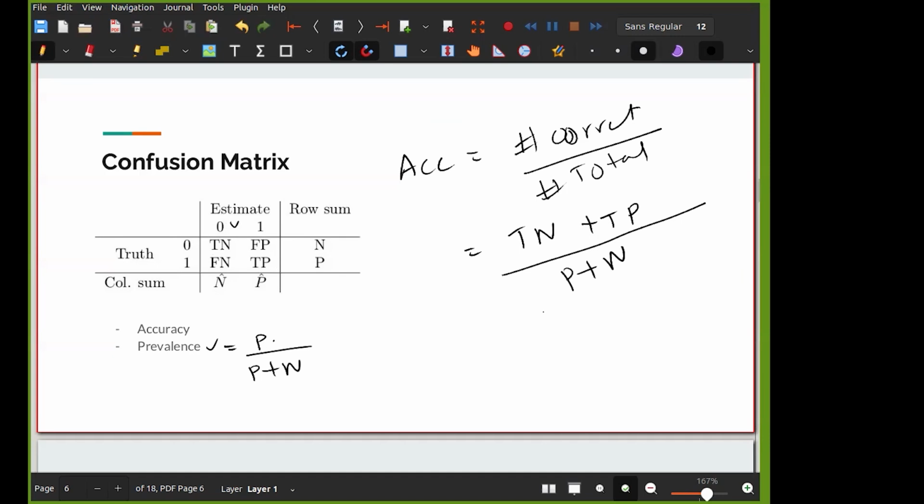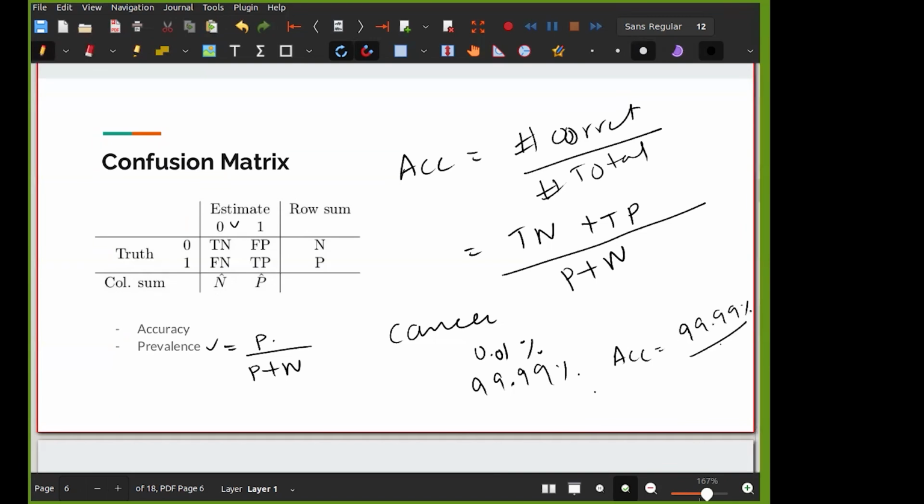And one drawback of accuracy is that it's extremely sensitive to prevalence, in the sense that, let's say I'm predicting cancer, and let's say only 0.1% of people have cancer, or even more extreme, 0.01%. So 99.99% of people don't have cancer. So I could have a very dumb rule, which is to predict that you don't have cancer all the time. Then my accuracy will be what?